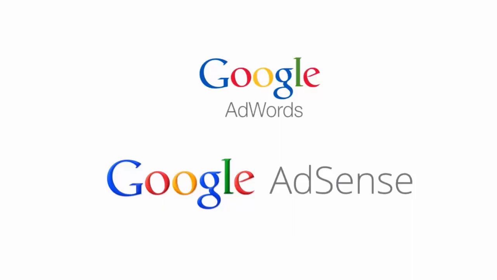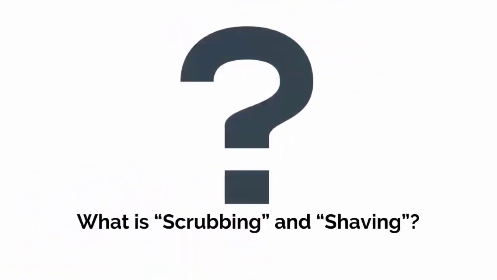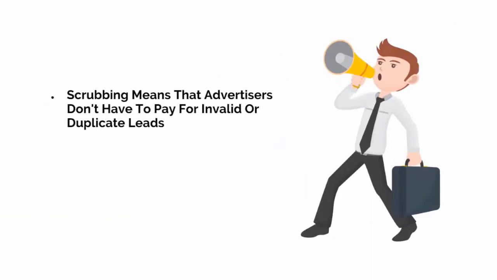When paying only for your acquisitions or leads rather than per click, you may need to know what scrubbing and shaving means. Scrubbing means that advertisers, in other words you, don't have to pay for invalid or duplicate leads. So if you're paying for every person who signs up for your newsletter, then scrubbing means looking for instances where the same person has signed up twice or where they've signed up with a fake email. You then need to go back and not pay for that data.